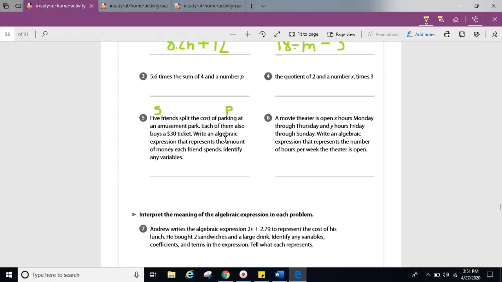So what we want to know is how much money each friend spends. Not the total amount of money, just how much each friend spends. So to identify a variable, we're going to say P is the cost of parking.